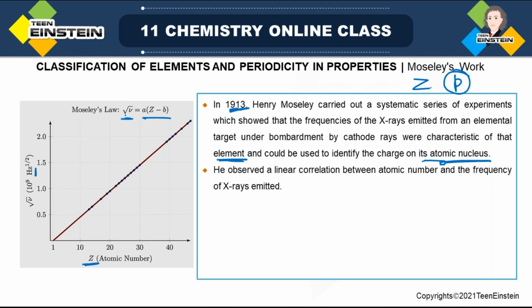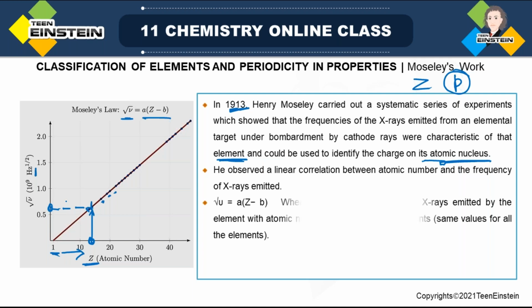Now you can see there is a straight line going from almost the origin. As we increase the atomic number 1, 2, 3, 4, 5, then 10, there is an increase in the value of root nu. Each point you can see, 1, 2, 3, 4, all these are points marked on this. If you draw a straight line corresponding to an atomic number, the value you get is the root nu for that atomic number. So the point at that atomic number gives the value of root nu for that particular element. Here root nu equals A into Z minus B. This nu is the frequency of the X-ray emitted by the element with atomic number Z. These two are constants, and they have the same values for all the elements.